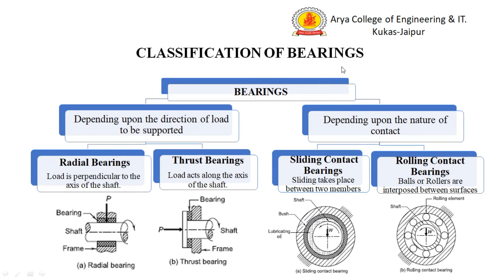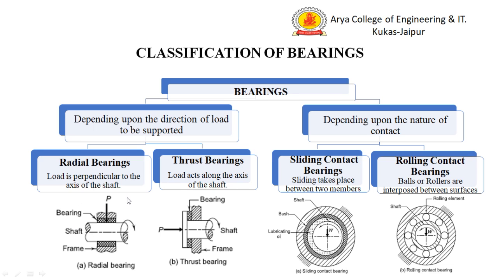Now classification of the bearings. Generally bearings are classified in two ways. First is on the basis of the direction of the load to be supported, and second is on the basis of the nature of contact. On the basis of the load, we can classify the bearing as radial bearing and thrust bearing.